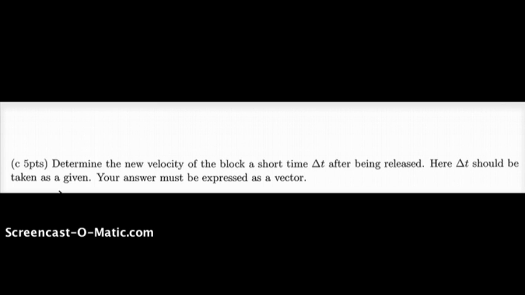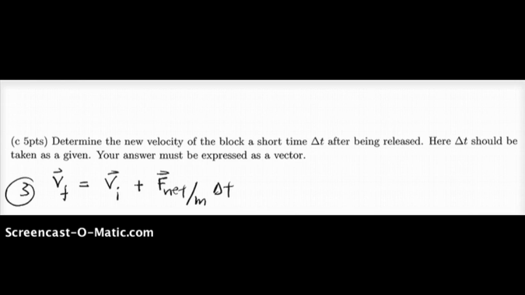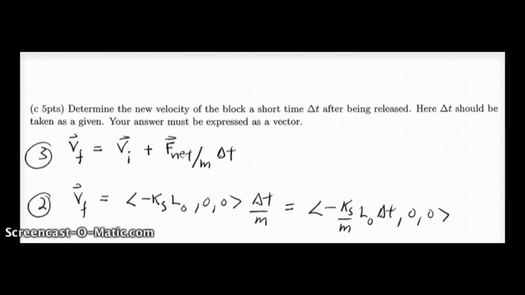Part C tells us to determine the new velocity of the block a short time delta t after being released. Here delta t should be taken as a given. Your answer must be expressed as a vector. We first must start from Newton's second law, which states the final velocity equals the initial velocity plus F net divided by m times delta t. Since the initial velocity is equal to 0, V final is equal to F net times delta t divided by m, which gives us the vector -K sub s divided by m times the relaxed length of the spring times delta t, 0, 0.